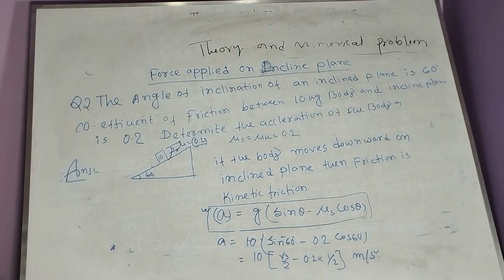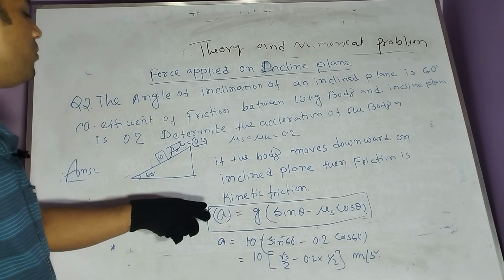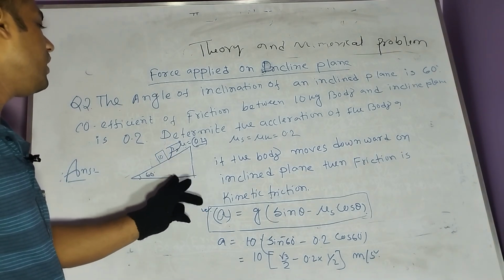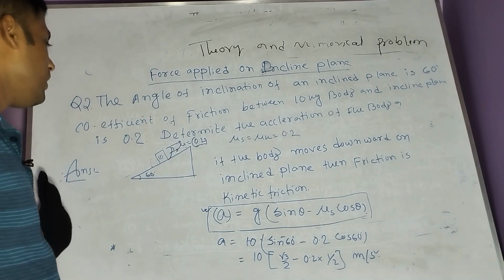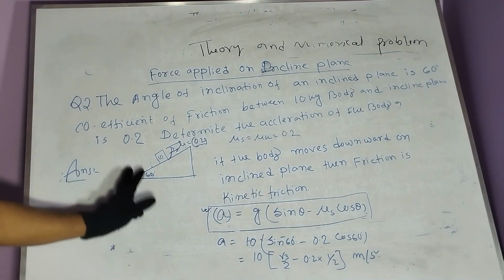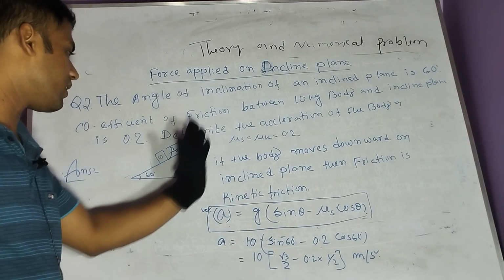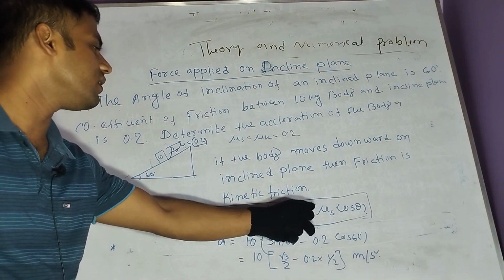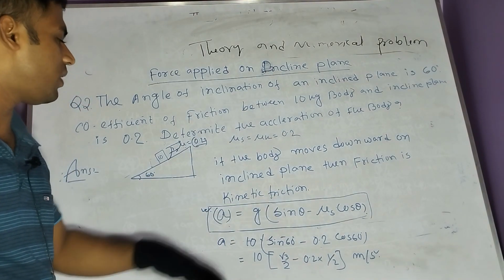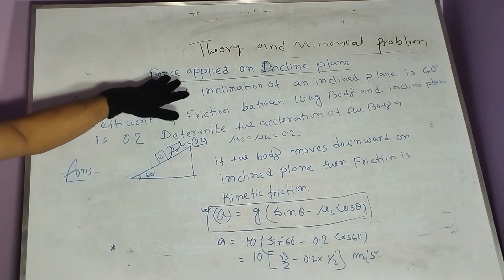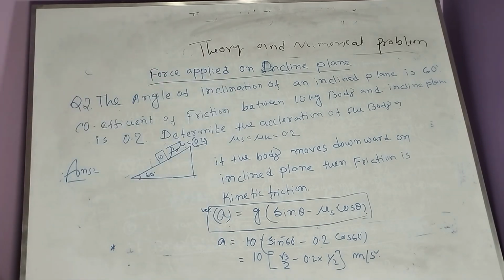This is the acceleration. Then another important point: if the friction is kinetic friction and the body moves downward, acceleration is equal to g sin theta minus mu s cos theta. And if the body moves upward, the equation is the same, only the sign changes. Minus is converted into plus, but everything else remains the same. This is the numerical problem of force applied on the inclined plane. The acceleration can be calculated by this method.